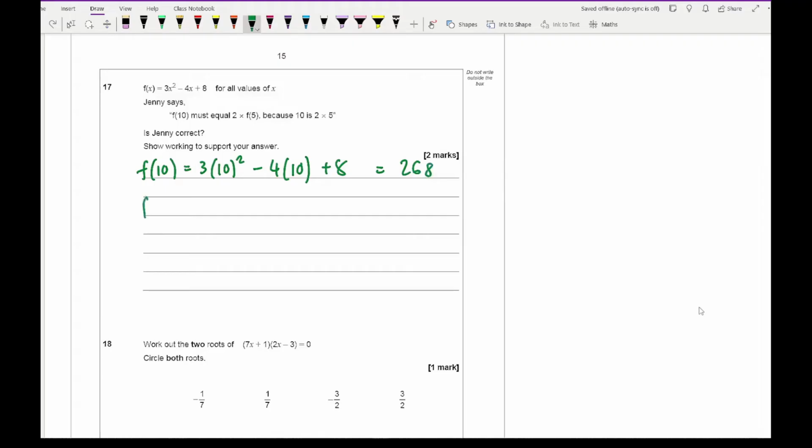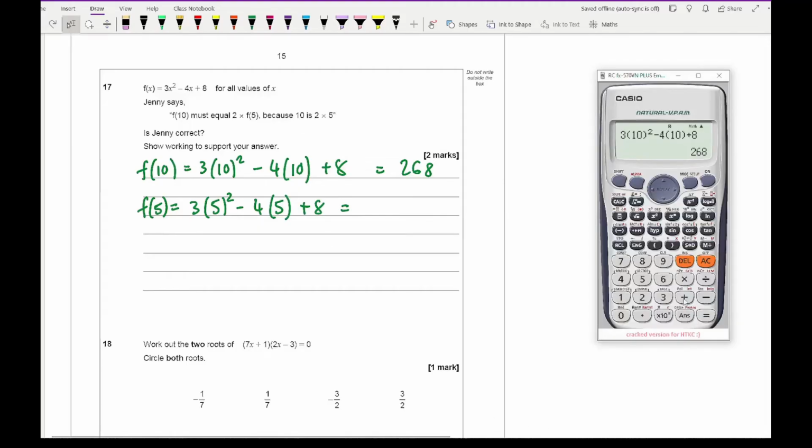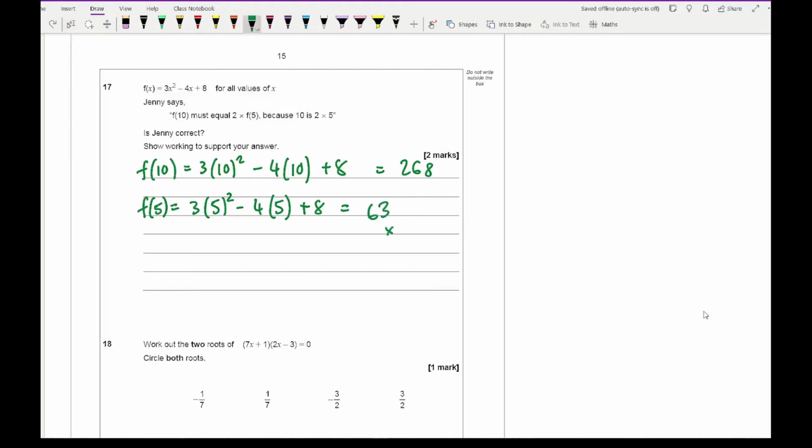Now to find f of 5, I do the same, so I'm going to do 3 lots of 5 squared minus 4 lots of 5 plus 8. And what Jenny's saying is if I times that by 2, I get the same answer. So let's first of all work this out. Again, get the calculator out. 3 times 5 squared minus 4 lots 5 plus 8 equals 63. And if I times that by 2, I'm going to get 126.